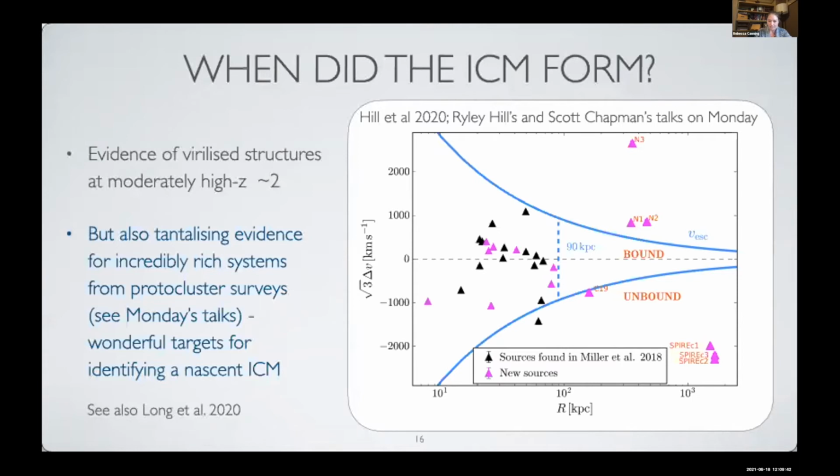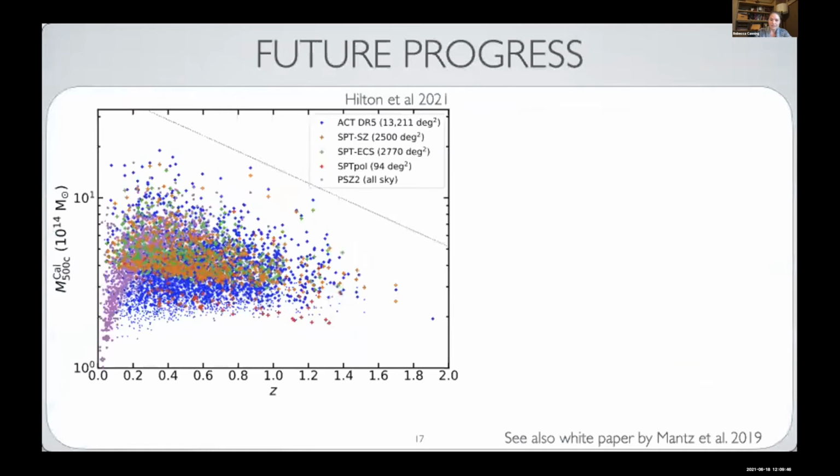So what progress should we expect to make on the question of when the ICM forms? I think we're in a good position to make a lot of progress. This is a recent compilation of galaxy clusters so far identified through SZ techniques. But what you can see is that we're building sizable numbers of virialized structures above a redshift of 1 already. And this is only going to get better.